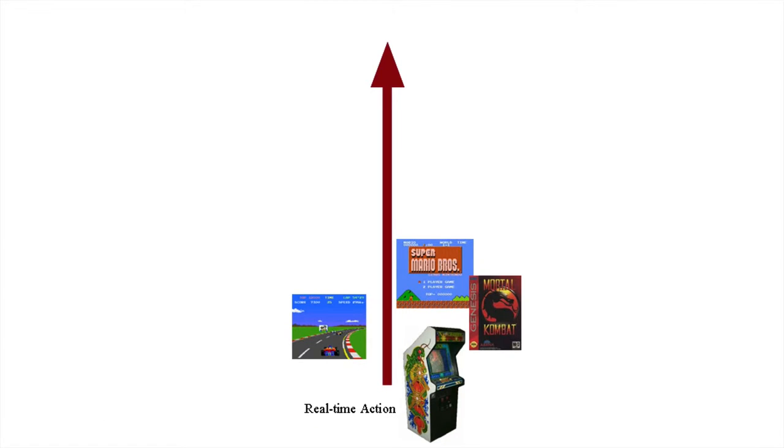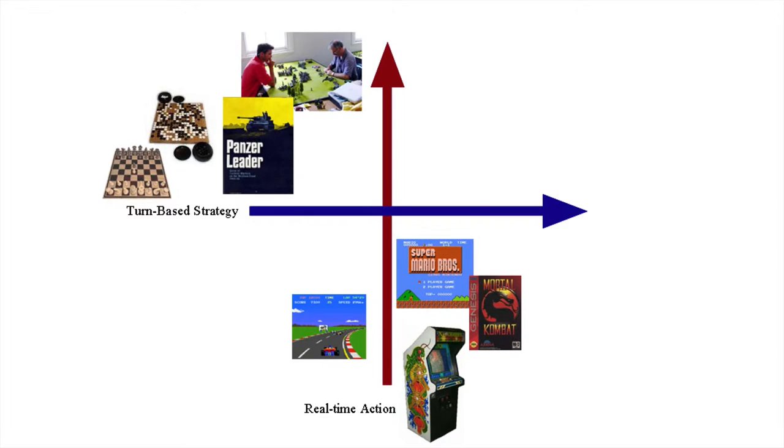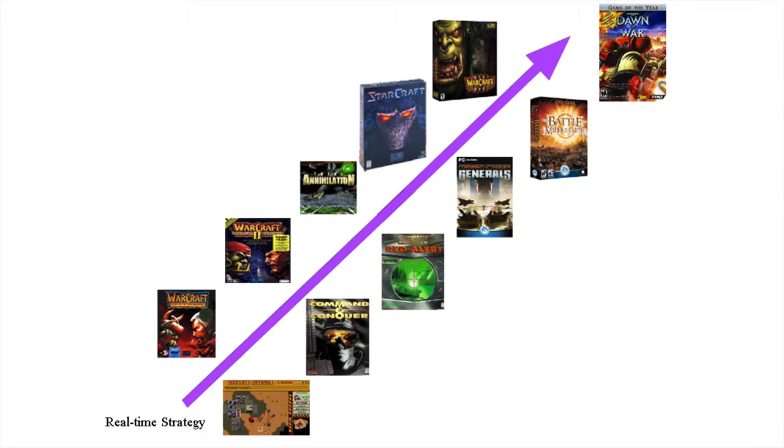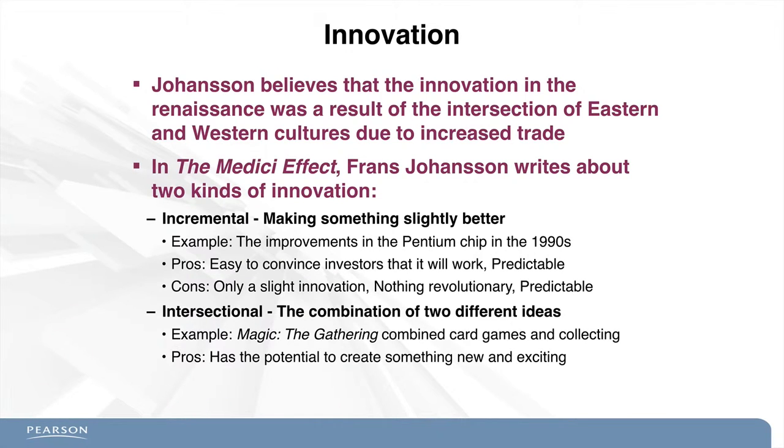Here's another example. People love real-time action games, and people like turn-based strategy games. Well, in 1992, Westwood Studios decided to combine these two ideas into the first real-time strategy game, Dune 2. And again, this led to a huge explosion and a new genre of games. Then much later, some players of Warcraft 3 said, we really like real-time strategy, but what if we could focus on only one hero at a time? And that led to MOBAs, like Dota and League of Legends. So the pro is you can create something really new and exciting. The only real con to intersectional innovation is it's really difficult to convince people that you're going to be successful. People won't really believe it until they see it.